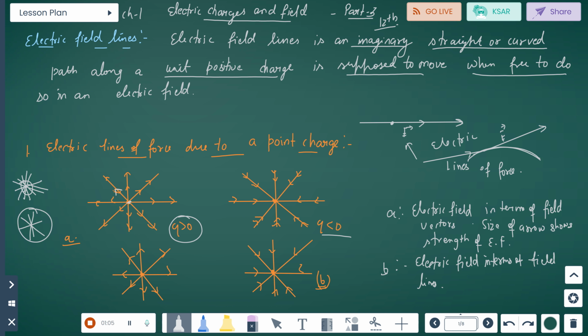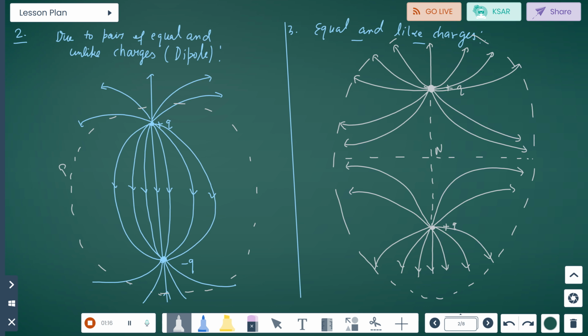Electric field in terms of field lines, and this one is in terms of field vector. Due to a pair of equal and unlike charges, we form a dipole, with a positive charge and a negative charge. Here, for equal and like charges, we have two charges plus q. Like charges means same charges.